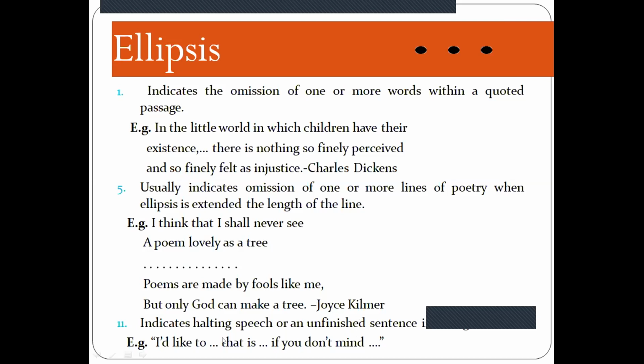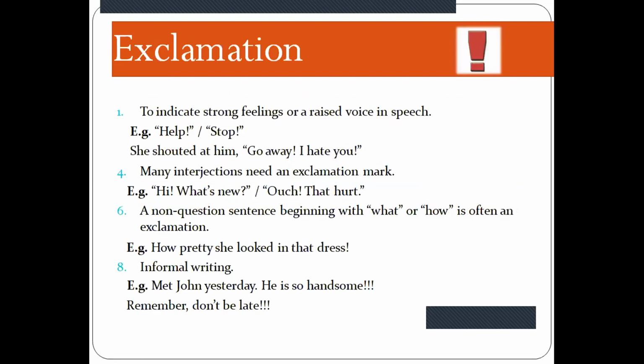It also indicates halting speech or an unfinished sentence in dialogue. "I would like to... that is, if you don't mind." Sometimes when we speak, there are some words we don't mention, like you skip some words. So we use ellipsis. And the next one is the exclamation mark, which usually indicates strong feelings or a raised voice in speech. "Help!" "Stop!" and so on. "He shouted at him, 'Go away!'" There are emotions or surprise or something shocking and so on.